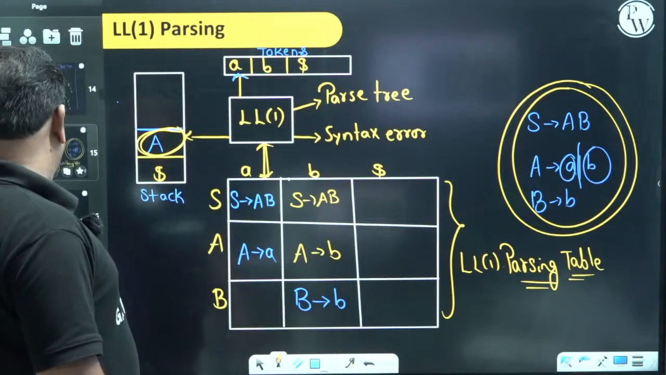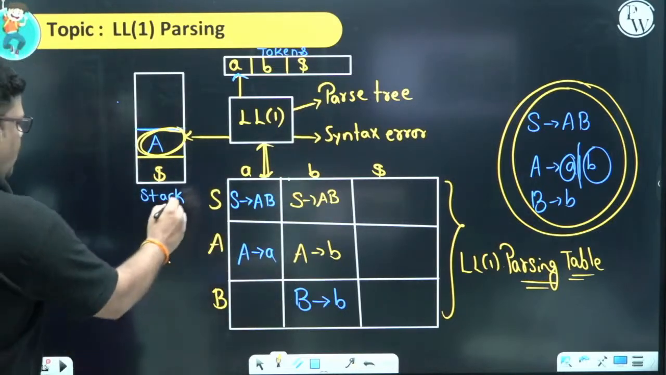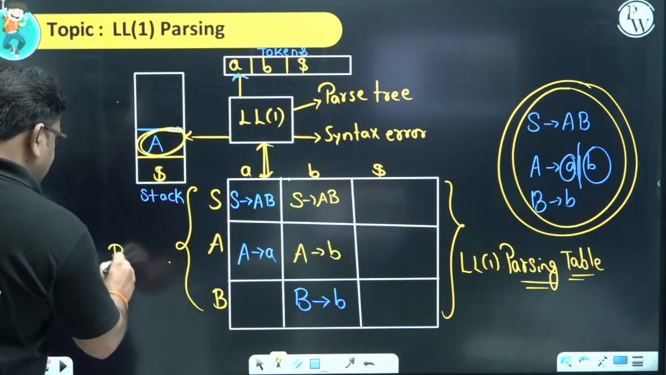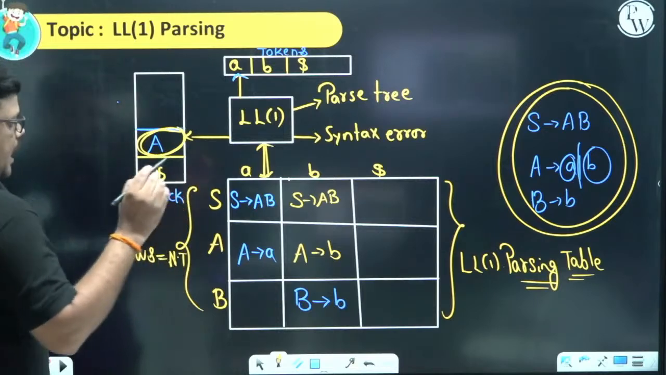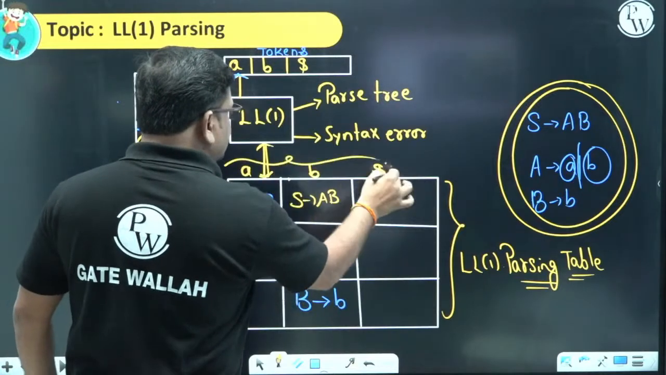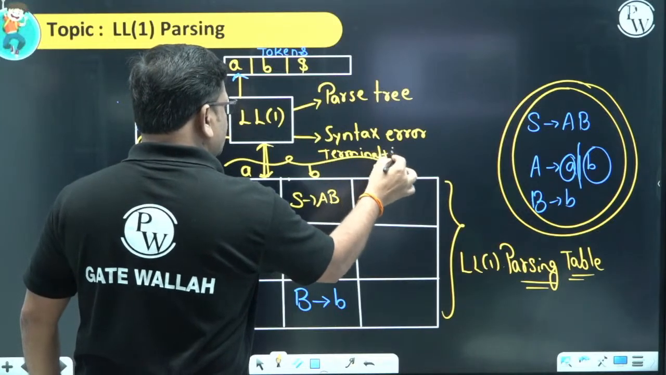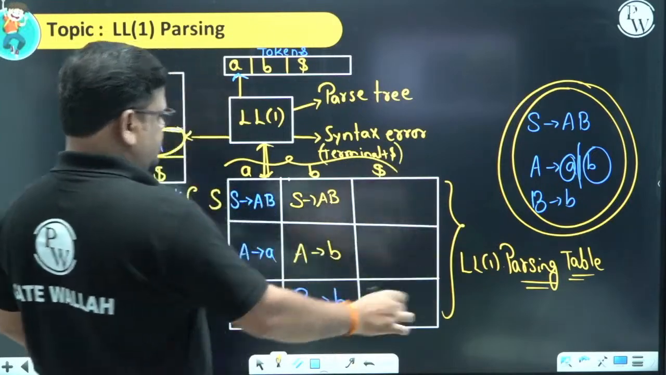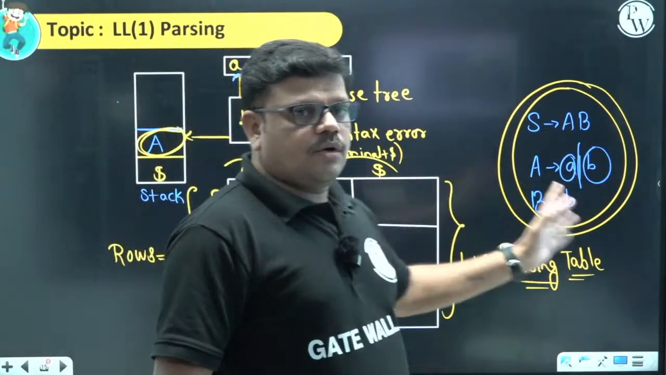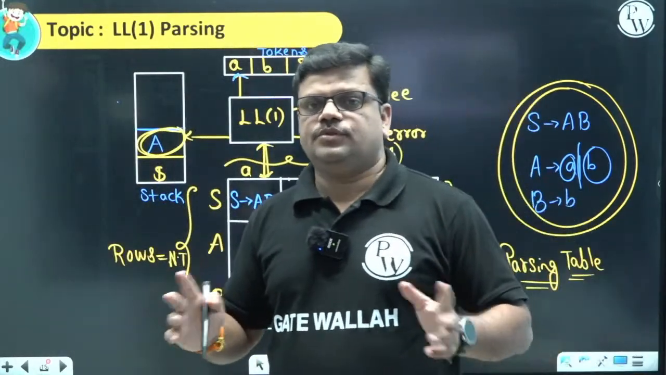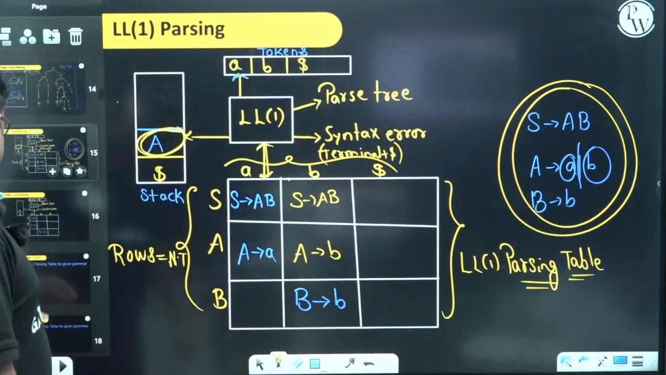LL1 table construction. The size of the table is very simple. Whenever a grammar is given, the number of rows equals the number of non-terminals, and the number of columns equals terminals plus dollar. So this is the size of the table. Non-terminals are considered as rows, and terminals plus dollar are considered as columns. So this is the total structure of the parsing table.